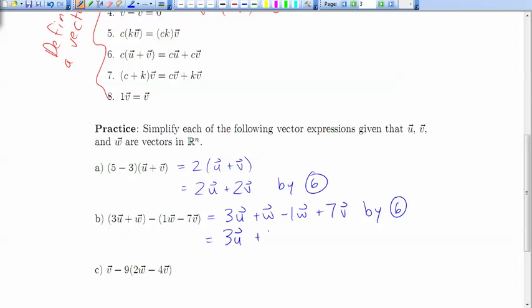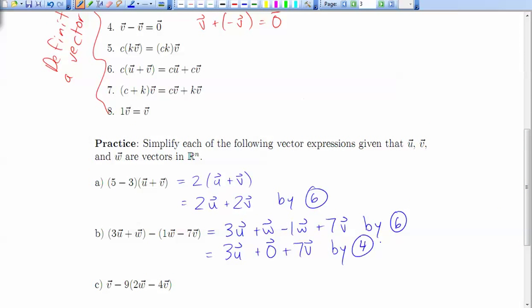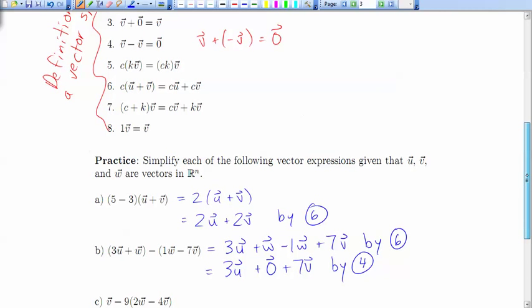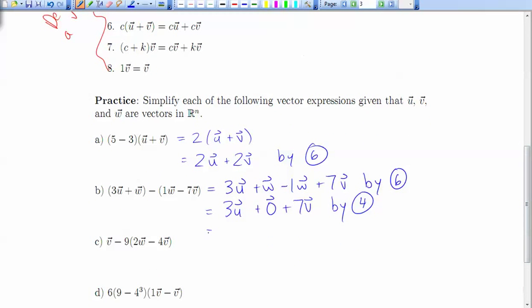Let's be pretty fancy about this and formal. So that was by law number 4. And lastly, if we add the 0 vector to anything, by law number 3, we get back what we started with. So this is just 3u plus 7v. That's by law number 3.